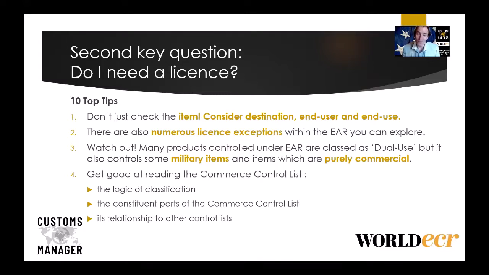Third tip, please watch out. Many products that are controlled under the EAR are classed as dual use, but the EAR also controls some military items, and then there are also some that are purely commercial. So you've got to look into the EAR closer. Fourth, you need to get to grips with and get good at reading the Commerce Control List, the logic of the classification, the constituent parts of the Commerce Control List, and the relationship with other lists.